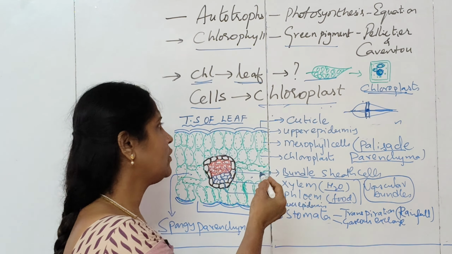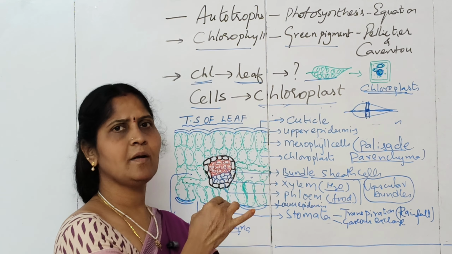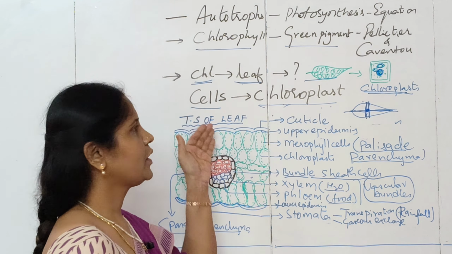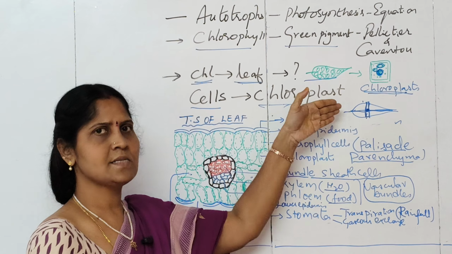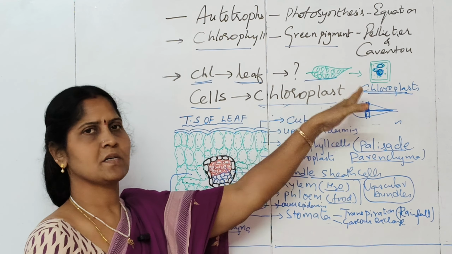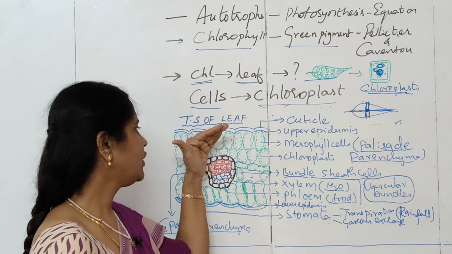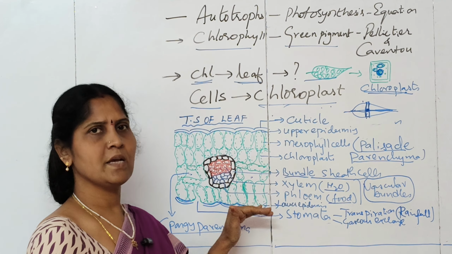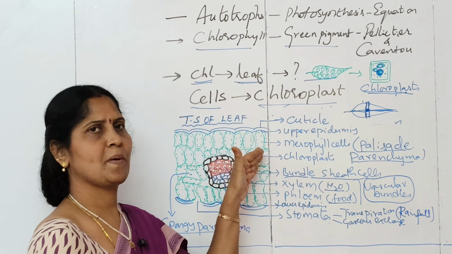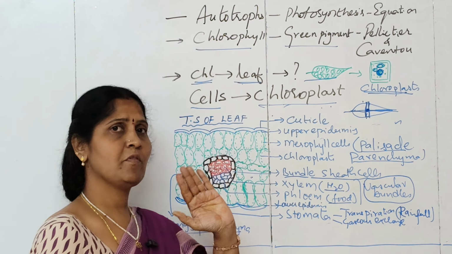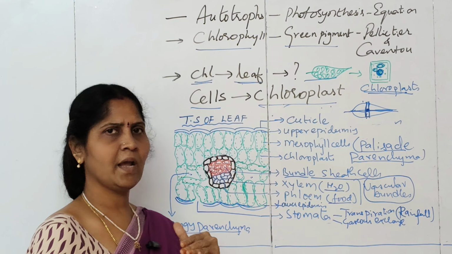Coming to the chloroplast and chlorophyll, let us understand more details about that. Till now what we have seen is that chlorophyll is present within the plant cells, in structures called chloroplasts, and within the chloroplast you have the chlorophyll. We drew a TS, a transverse section of the leaf, to see where the chloroplasts will be and how. There can be 50 to 100 chloroplasts per cell depending upon the photosynthetic activity.